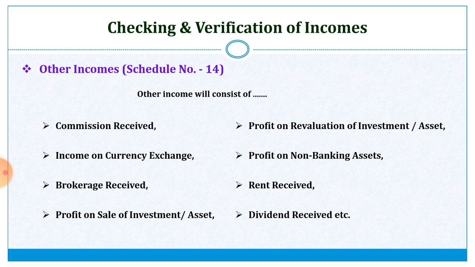Next one, schedule number 14. It is related to the other incomes. There are various types of incomes received by the bank. Other incomes will consist of commission received, income on currency exchange, brokerage received, profit on sale of investment or profit on sale of asset, profit on revaluation of investment or revaluation of asset, profit on non-banking asset, rent received, dividend received, etc. There are so many types of incomes received by the bank.